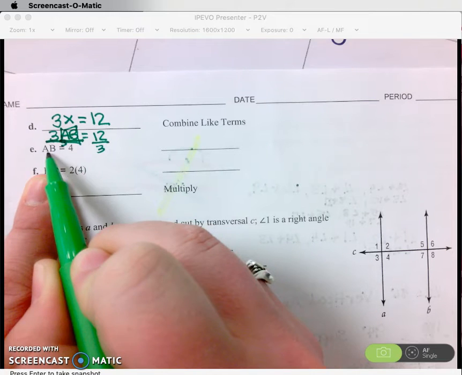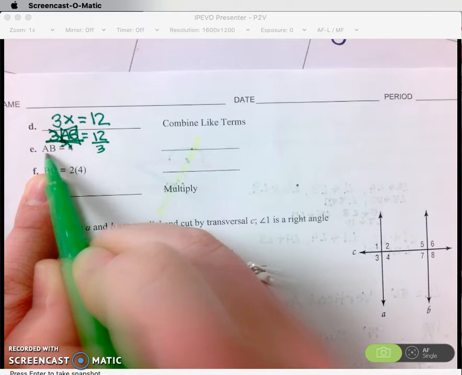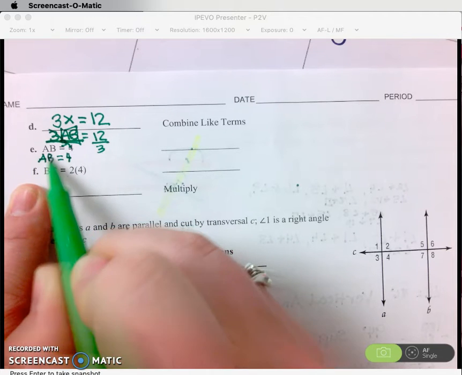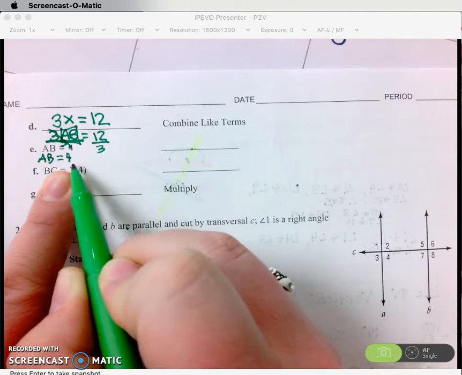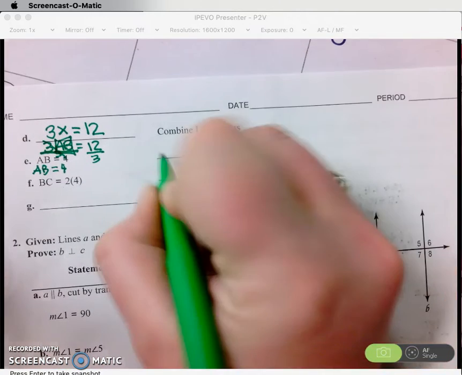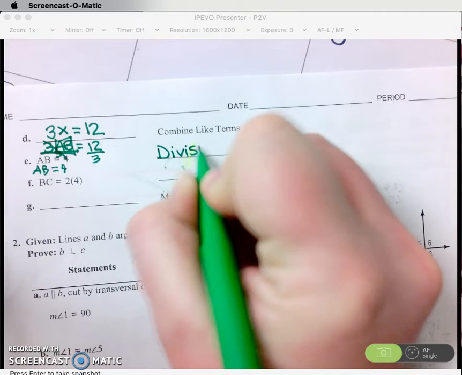So this becomes just AB, and 12 divided by 3 is 4. So that would be, we use division to get there.